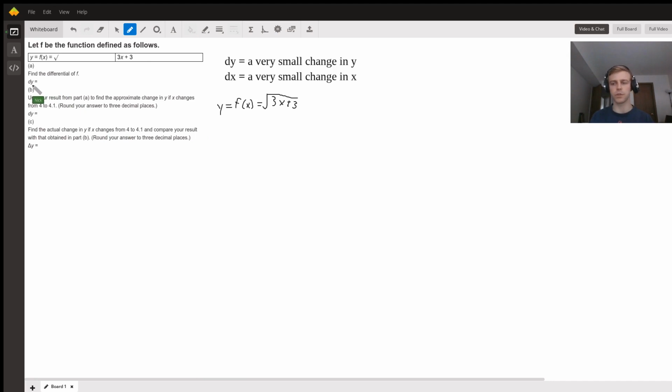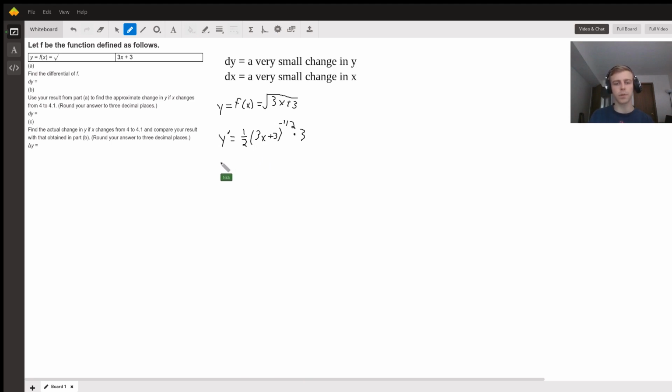So what it means by differential is basically find dy as an expression of x and dx. Now, you've already learned probably how to take a derivative, and you've learned perhaps that y prime, in this case, is a chain rule problem. I'll just go through it really quick here because it's not really the focus of the problem. This would be 1/2 (3x plus 3) to the negative 1/2 times 3. So we can see here that y prime is an expression of x.